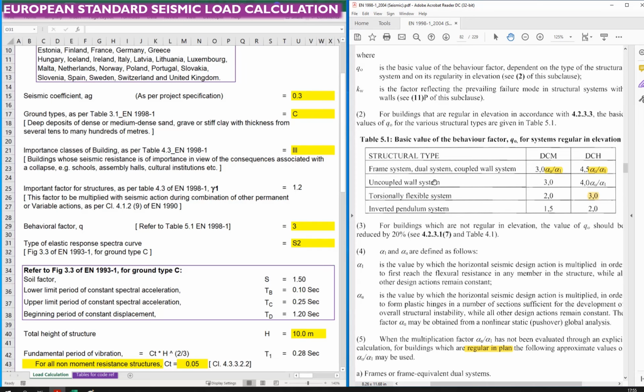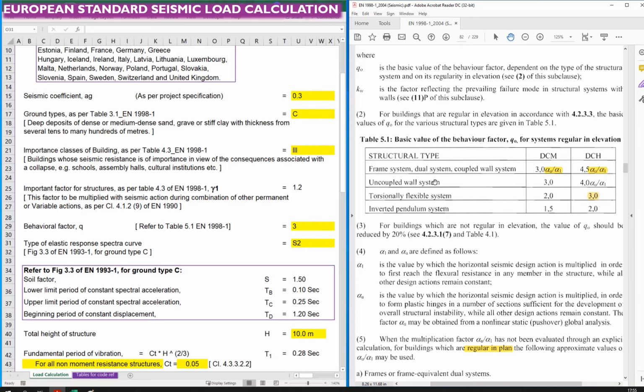For uncoupled wall system it is 3. For DCH it is 4 into alpha 0 divided by alpha 1. Next one is the torsionally flexible system. For that DCM is 2, DCH is 3. Inverted pendulum system DCM is 1.5 and DCH is 2. Here DCM, DCH is nothing but a ductile class to be referred for the structure.